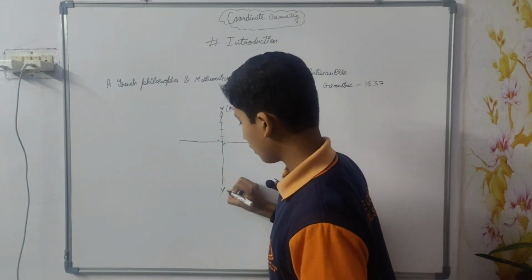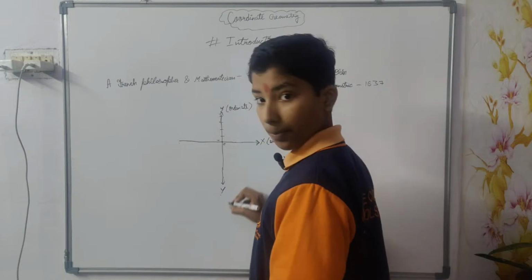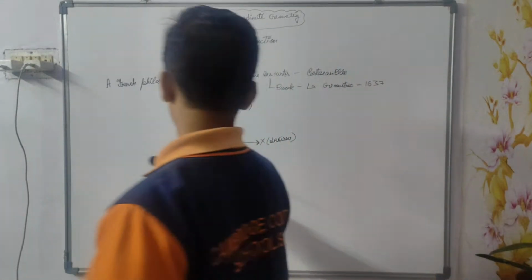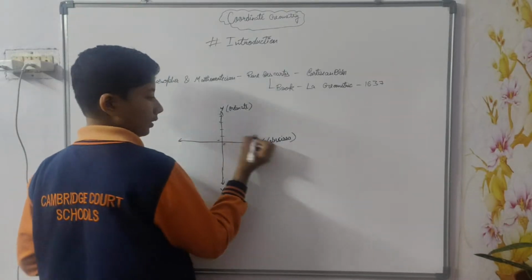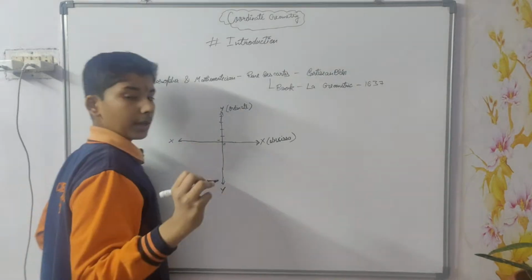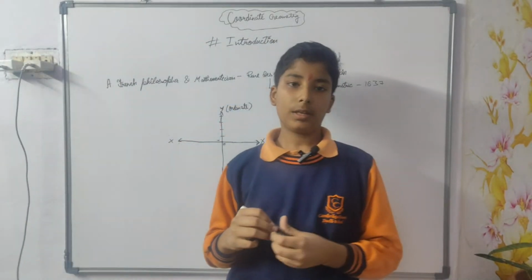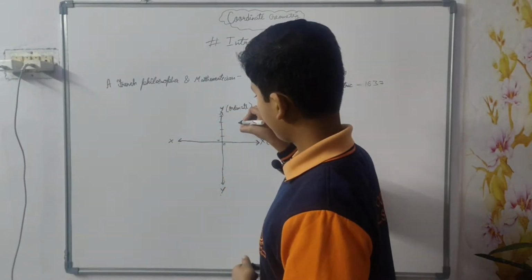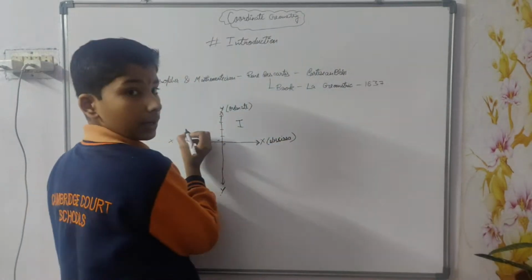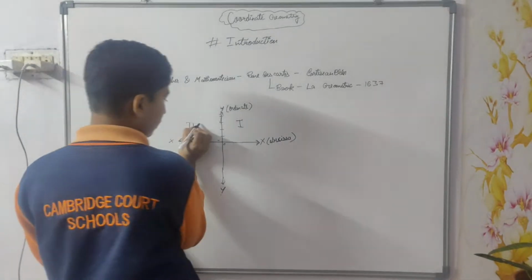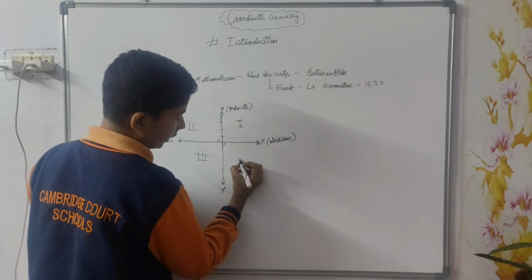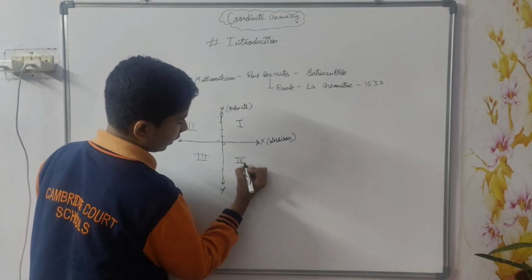So this lower part will also be the y-axis, but it will contain negative coordinates. This is also the x-axis, but it will contain the negative ones. Okay, so let's see. This is known as the first quadrant. This one, the second quadrant. This is the third quadrant. And last, the fourth quadrant.